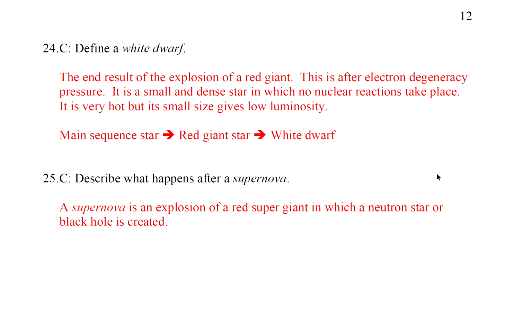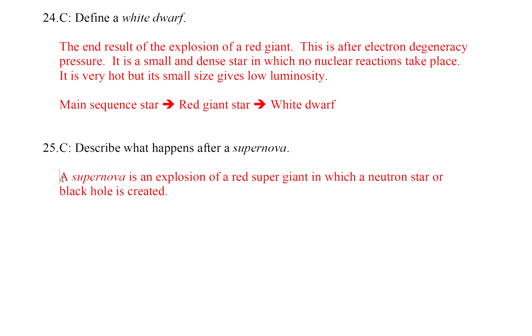Question 24. Define a white dwarf. It's the end result of the explosion of a red giant. This is after electron degeneracy pressure. It is a small and dense star in which no nuclear reactions take place. It is very hot, but its small size gives low luminosity. So we go from a main sequence star to a red giant star to a white dwarf. And after a supernova, the red supergiant becomes a neutron star or black hole.